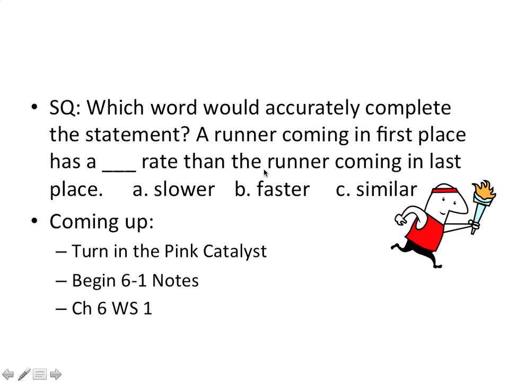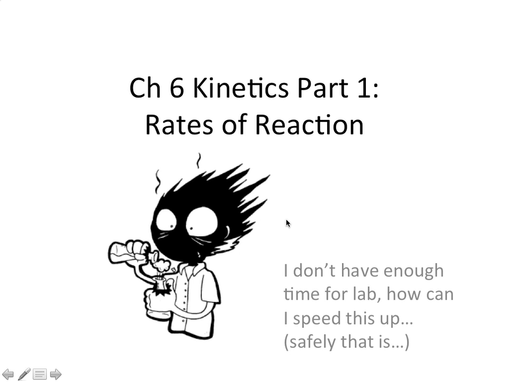Which word would accurately complete the statement: a runner coming in first place has a blank rate than a runner coming in last place. That should be B, faster. The reason we bring that up is because we're going to begin talking about kinetics today, specifically rates of reaction. And the rate, the speed that something is happening, deals with what we were just looking at in our starter question.